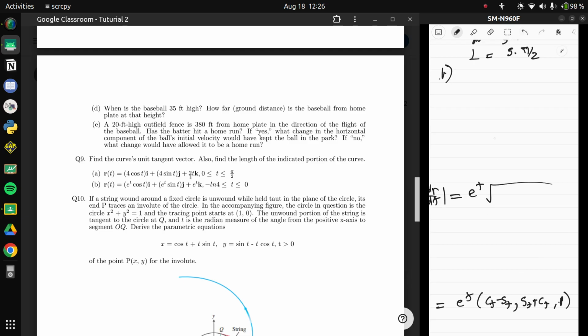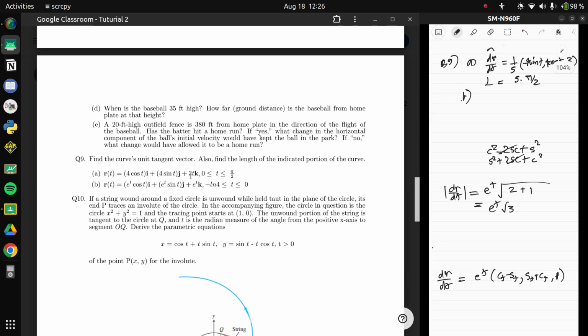So it's something like c square minus 2sc plus s square, then you got s square plus 2sc plus c square, so let's cancel, it just becomes 2. So 2 plus 1 square is just 1, so it's just something like e power t square root of 3. What about the direction? Let's divide by that.